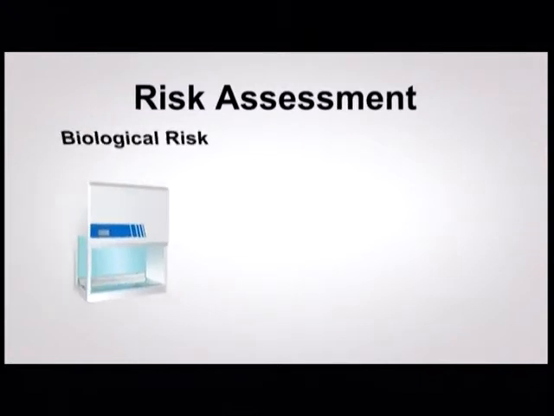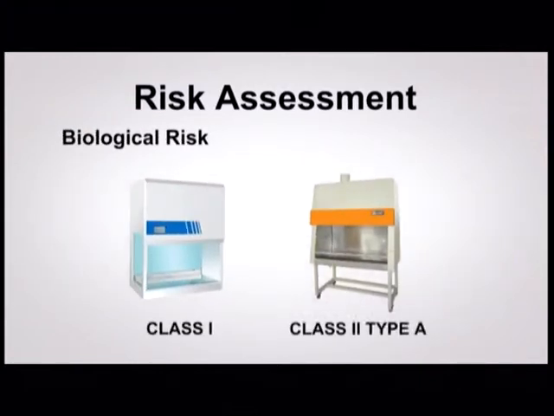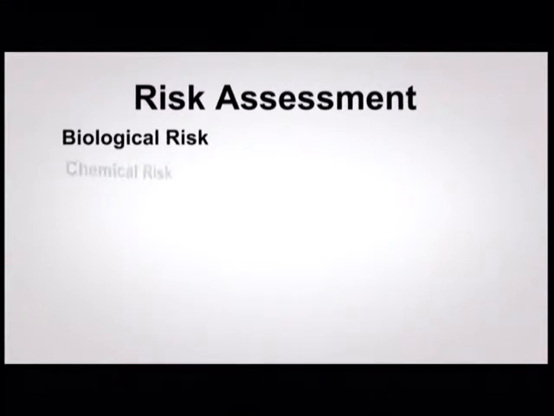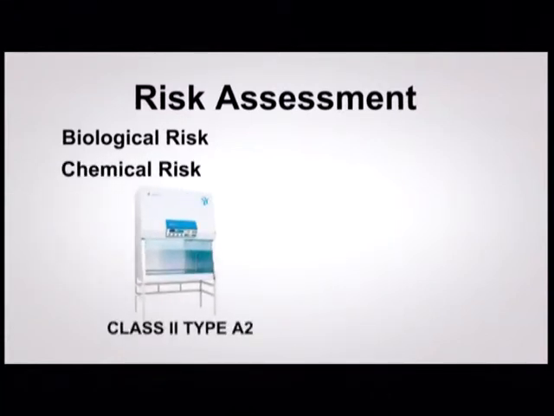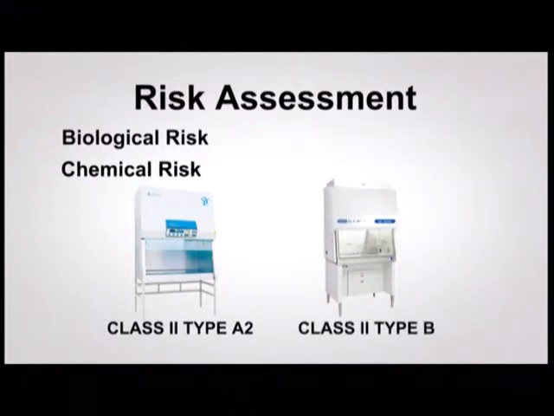Purchasing a BSC Class 1 or Class 2 Type A1 should be considered if there is a biological risk and depending on whether there is a requirement for product protection. Purchasing a Class 2 Type A2 or Class 2 Type B cabinet should be considered if there are both biological and chemical risks.